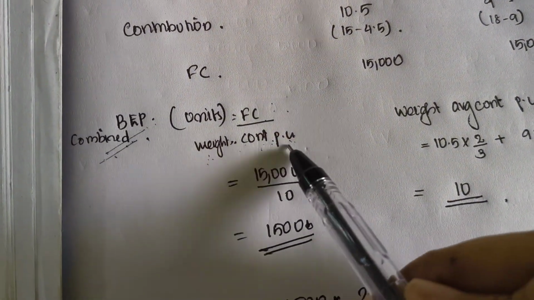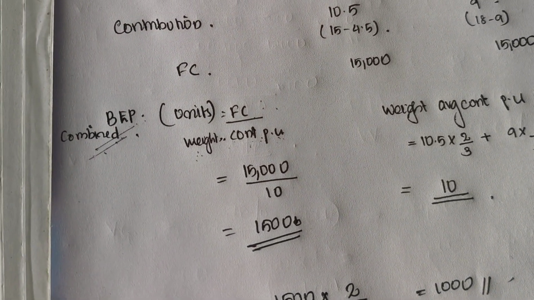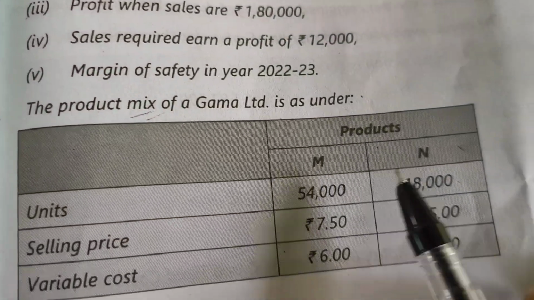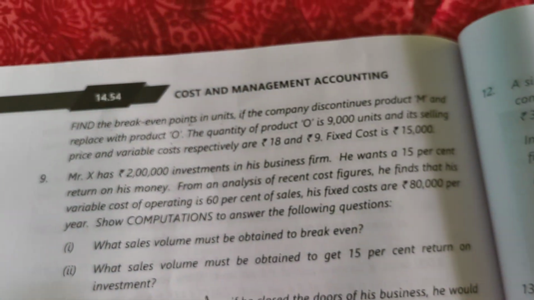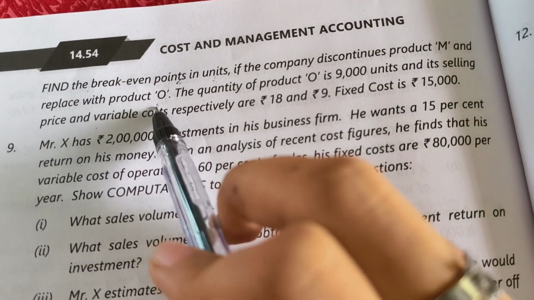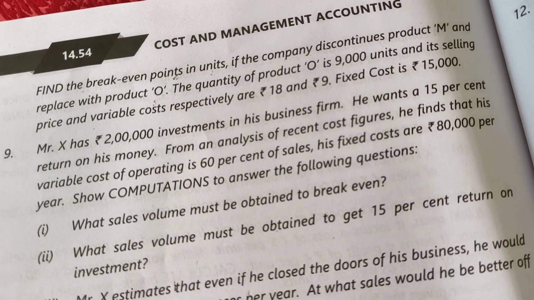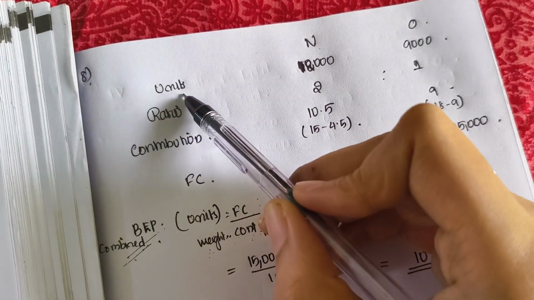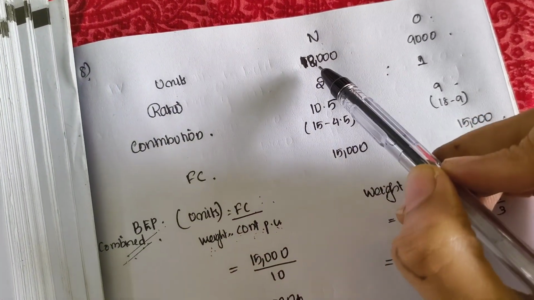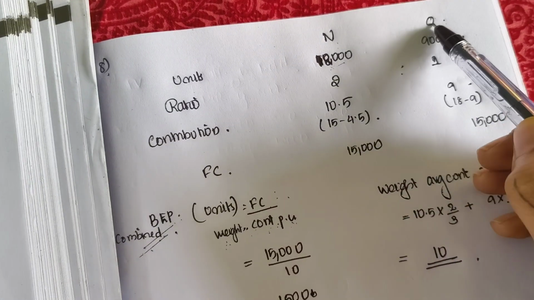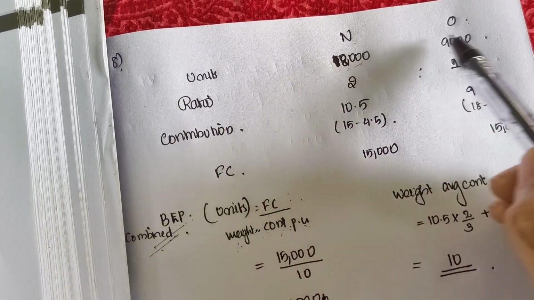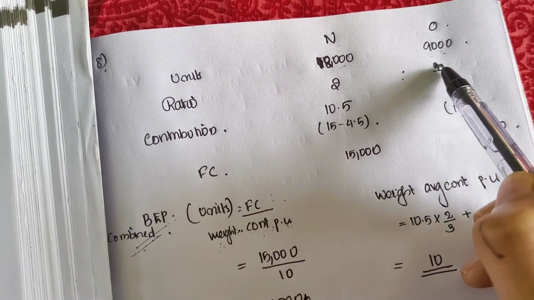So we have to find the weighted average contribution per unit between what products. We are replacing which product? We have product M and N and we are replacing the product M with O. So we are producing what products? N and O are the products that we are producing. So let's find the contribution for them. The number of units of N and O is given in the question. Number of units of N 18,000 and O it is 9,000. So what is the ratio? 18,000 and 9,000. 2:1 is the ratio, right?